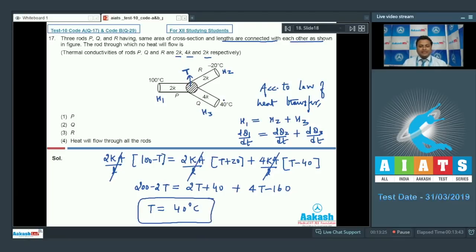Now if you see rod number Q, there will be no difference in temperature, 40 and 40, and since there is no difference in temperature, that's why no heat will flow in rod Q. So after looking at the option, we can say that option number 2 is absolutely correct. So we will go with option number 2. Now let us proceed to the next question, that is question number 18.